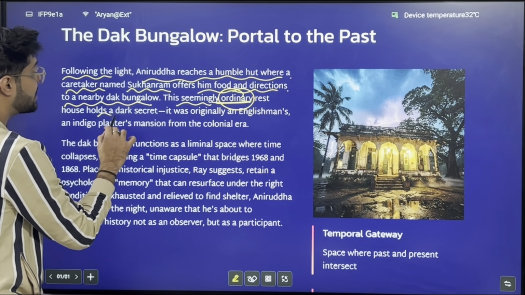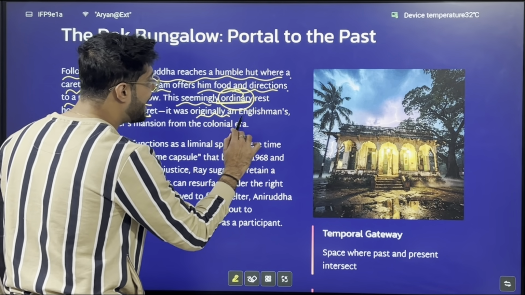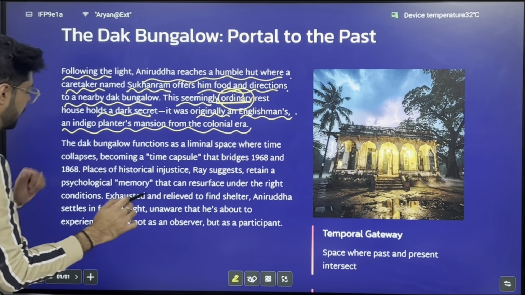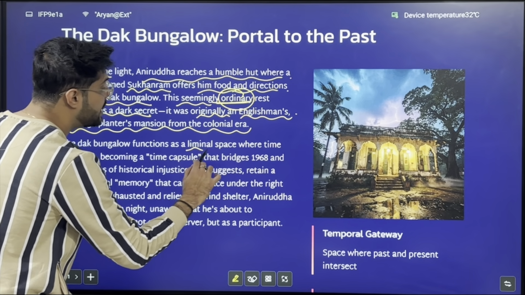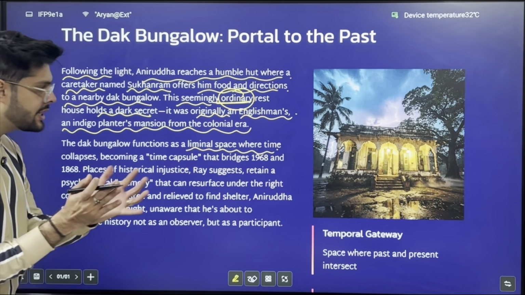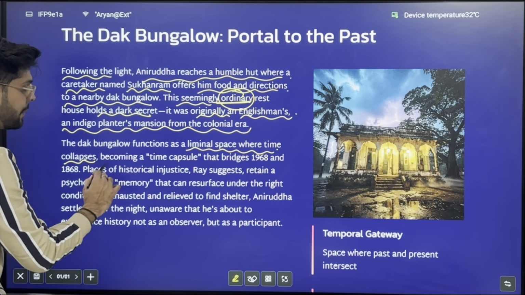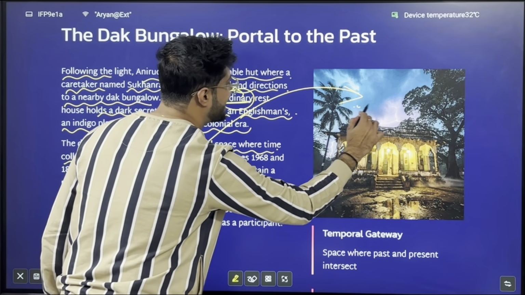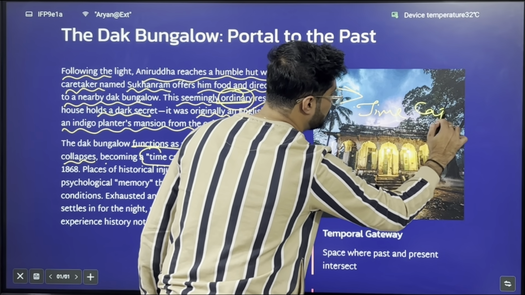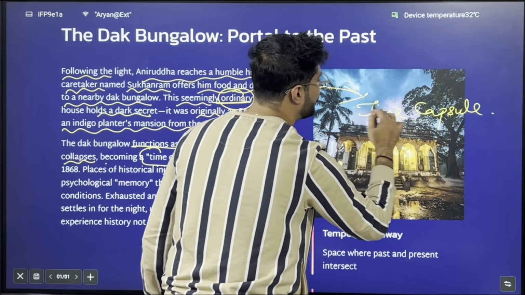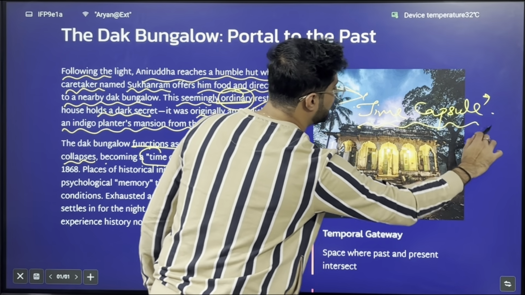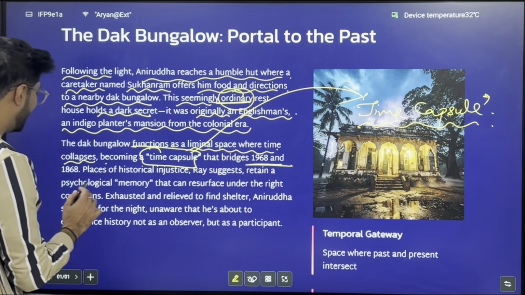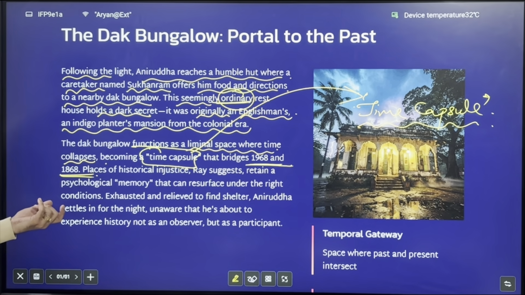but this rest house holds a dark secret. It was originally an Englishman's and indigo planter's mansion from the colonial era. The dark bungalow functions as a liminal space, a limited space where time collapses, becoming a time capsule. This is symbolic of the dark bungalow. It acts as a time capsule which will make Aniruddha undergo an experience of the past. So it becomes a time capsule that bridges 1968 with that of 1868.